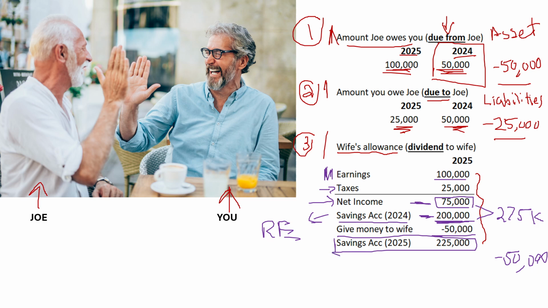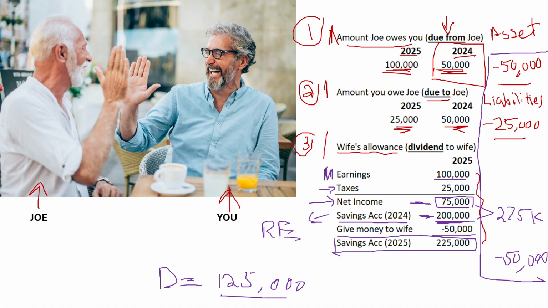So then once you give your wife another $50,000, this comes straight out of your bank account again, then your savings account will only have $225,000 left. So you're going to see that the total distributions for you over this hypothetical scenario is $125,000. Okay, so the distributions, we're going to use D for distributions, is going to be everything that happened over the year. Okay, so $125,000. That is the distributions.